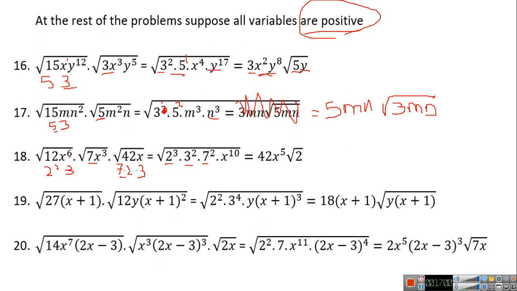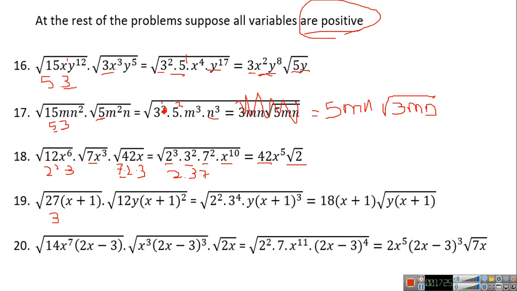So x6 plus 3 plus 1, x10. All the powers here are even except the 2, so there remains 1 2 inside. So if you divide by 2, 2 outside, 3 outside, 7 outside, so this will be the product 42, as you can see. 10 divided by 2 is 5, so I don't put absolute value because all are positive.